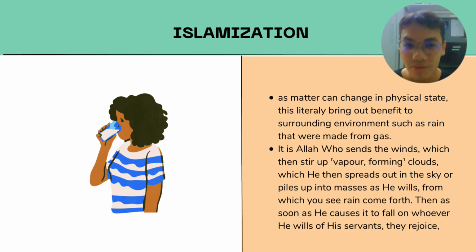As matter can change in physical state, this literally brings out benefit to the surrounding environment such as rain that is made from vapor. It is Allah who sends the winds, which then stir up vapor, forming clouds, which He then spreads out in the sky, or piles up into masses as He wills, from which you see rain come forth. Then, as soon as He causes it to fall on whoever He wills of His servants, they rejoice.